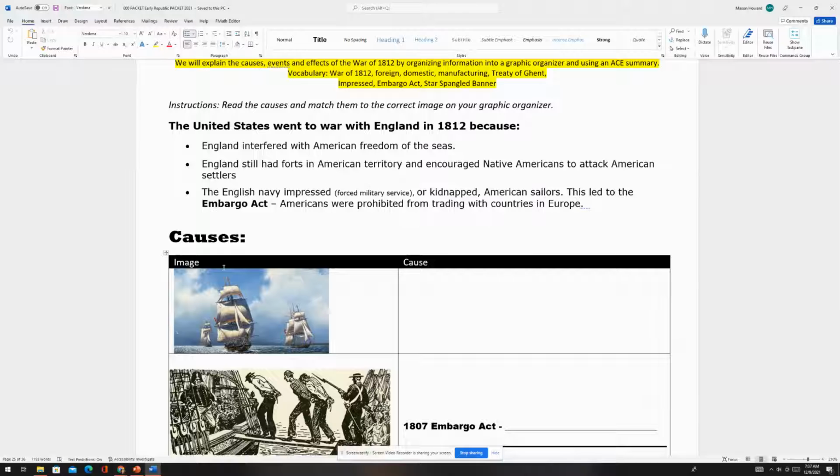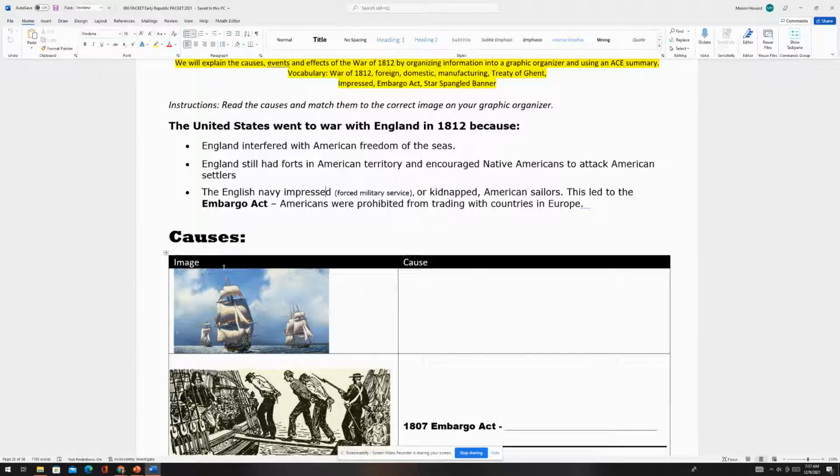So impress means you have some Navy sailors out in the ocean, and someone from Great Britain, slash England, captures the American ship and basically tells those sailors, "You either come fight with me, or I kill you now." Yeah, impressment's really bad. So we had our sailors being kidnapped and forced to fight for the other side. And it also says this led to the Embargo Act. Americans were prohibited from trading with countries in Europe. Those are actually the causes right there.